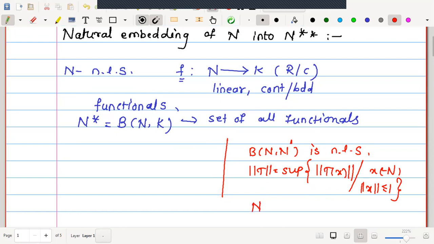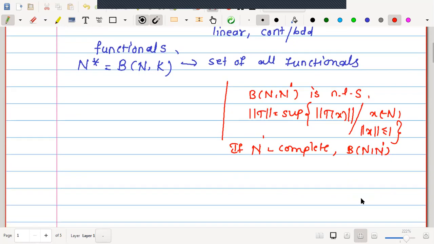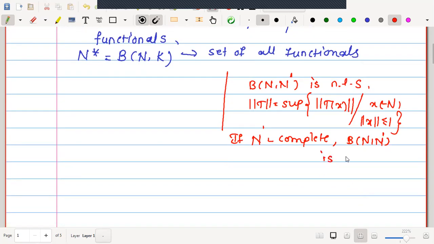Also we have proved that if N dash is complete, then B of N comma N dash is also complete, therefore a Banach space. This we have proved in the previous lectures. Using the same aspect, here B of N comma K will be a normed linear space, no doubt, under the norm with this definition.